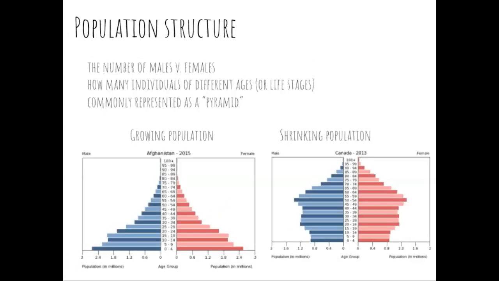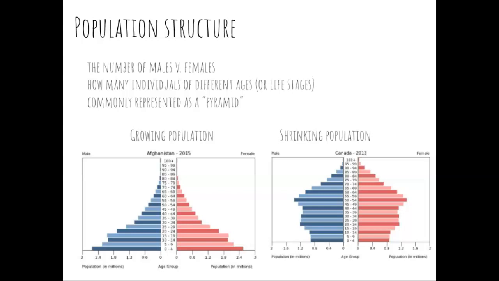So here we have two different population pyramids, one for Afghanistan and one for Canada. And you can see in each of them the number of males versus the number of females. And you can also see how many individuals there are of different ages or life stages. So if you look at Afghanistan, there are about 2.4 million individuals for both males and females that are between the 0 to 4 age range. In Canada, there is only about 0.8 million, which is about 800,000 individuals in the 0 to 4 age range for both males and females.